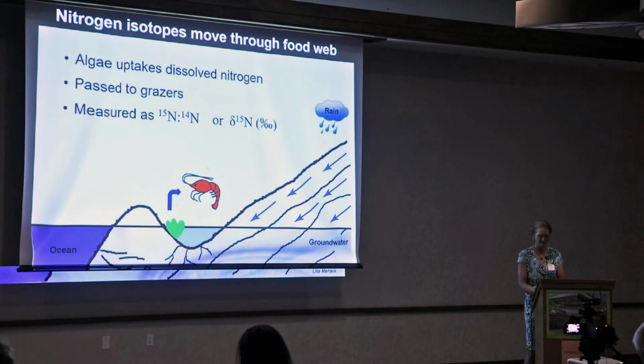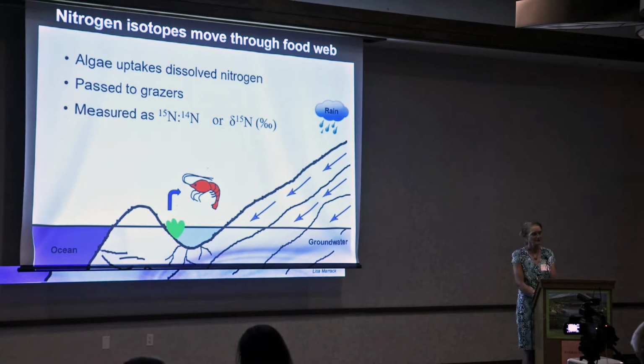And so we typically look at this as, let's see. I'm not quite sure what that is. Okay. So we call this delta 15N, and it's in parts per thousand.